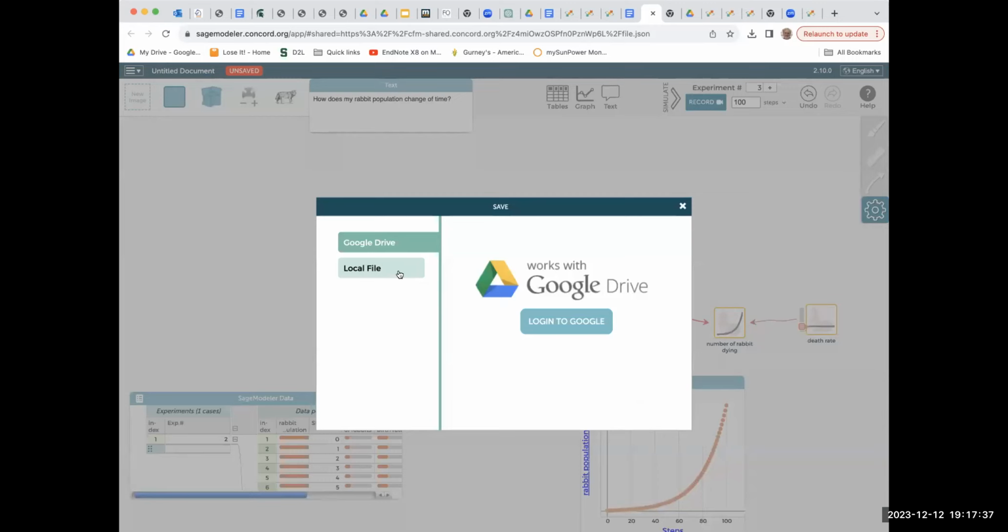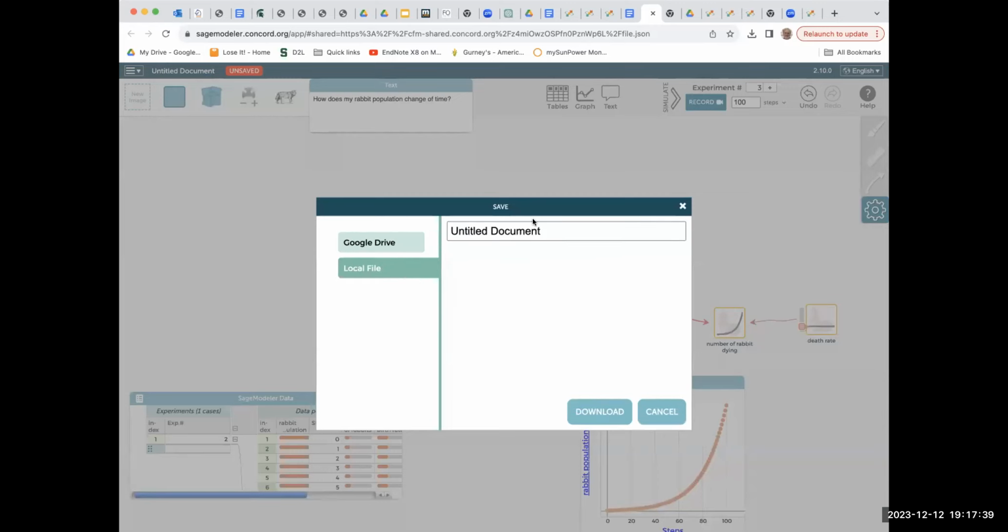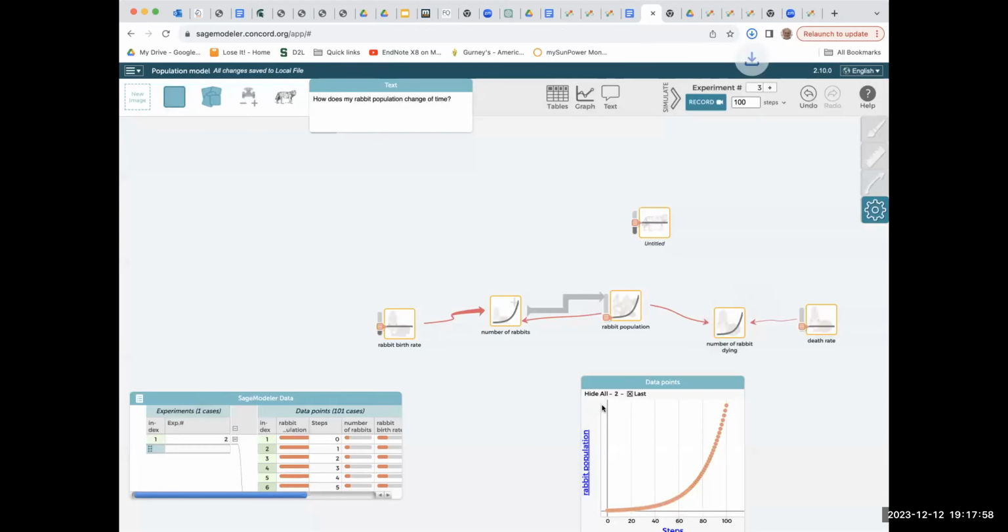And this time I'm going to save it locally just to practice again. I'm going to call this population model. Then it doesn't say save, it says download. That's because you're downloading it to your local computer. So I'm going to click download, and now it's saved. Now I'm going to quit this. I don't want this one. So I'm going to quit.